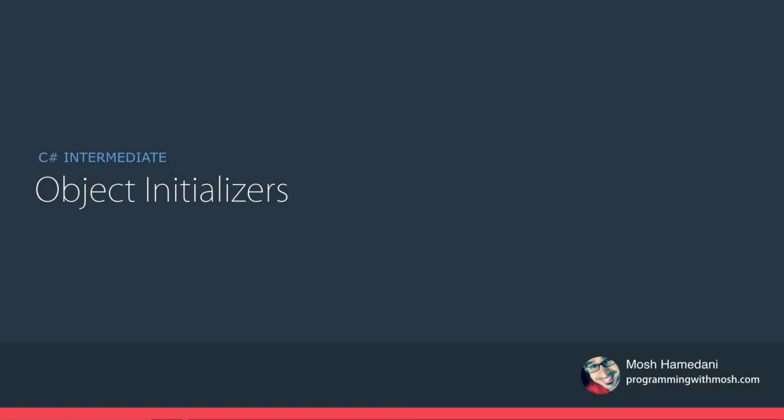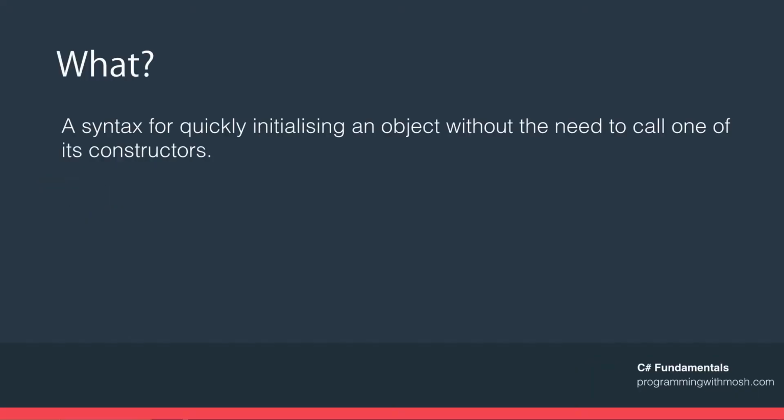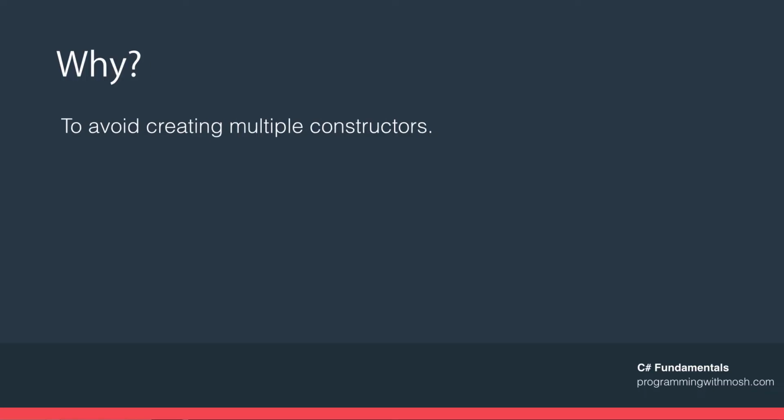Okay, object initializers. In the last lecture, we learned about constructors. You know that we use a constructor to initialize an object and put it in an early state. In C#, there is also another way to initialize an object, and that is using an object initializer. An object initializer is simply a syntax for quickly initializing an object without the need to call one of its constructors. Why do we need that?